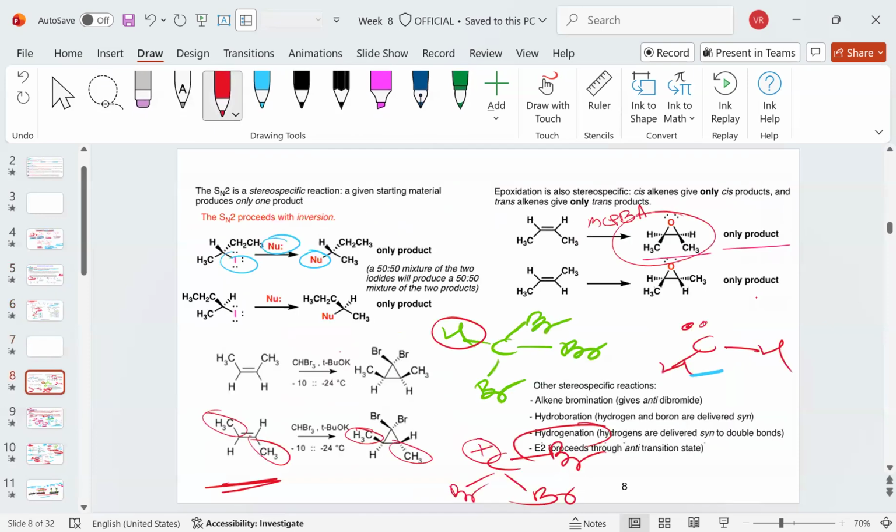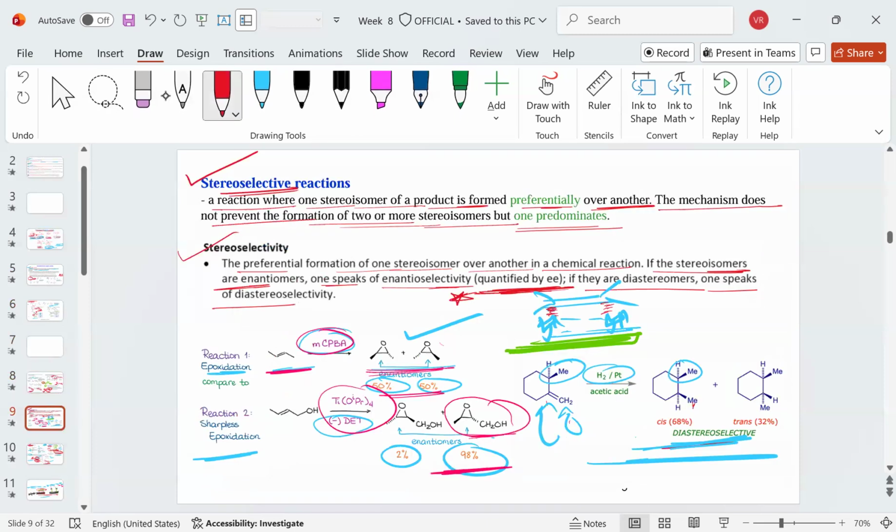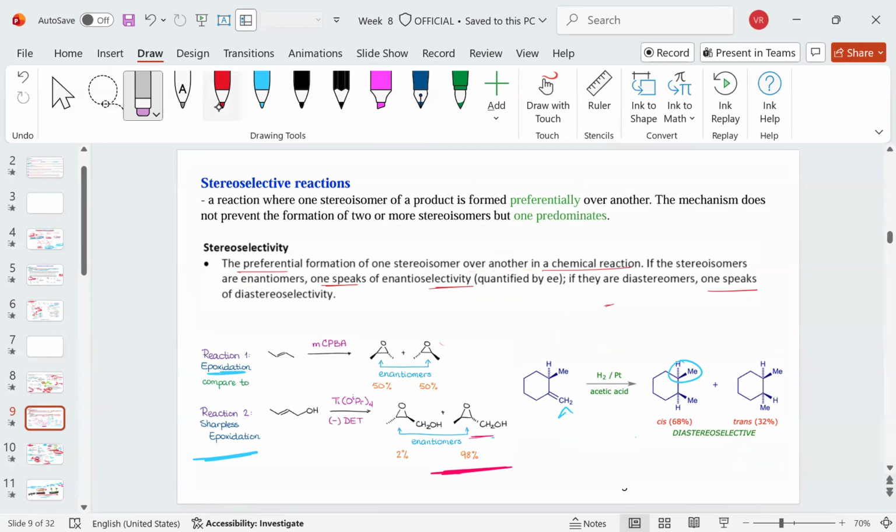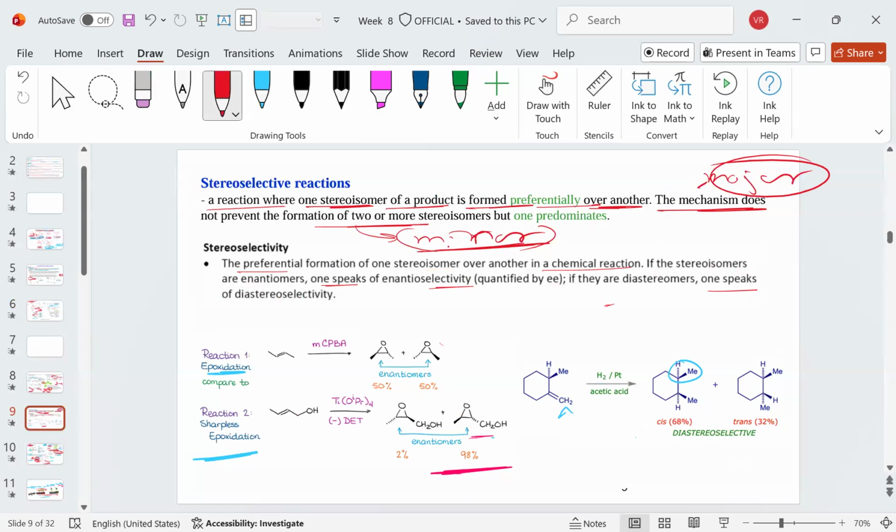Now, on the contrary, consider stereoselective reactions. What is selective? In selective reactions we get some selectivity. The best example is on the next slide, but first understand this. A stereoselective reaction is one where one stereoisomer of the product forms preferentially over another. The mechanism does not prevent the formation of the other product, so basically we get a minor product as well. That's also important. We get one major product, but also another minor product.